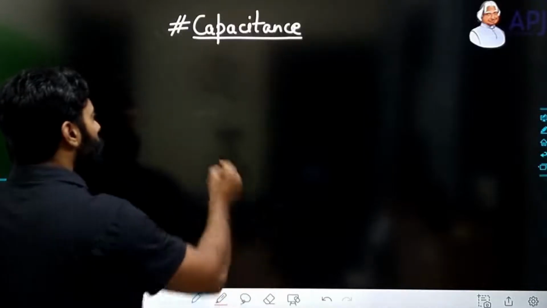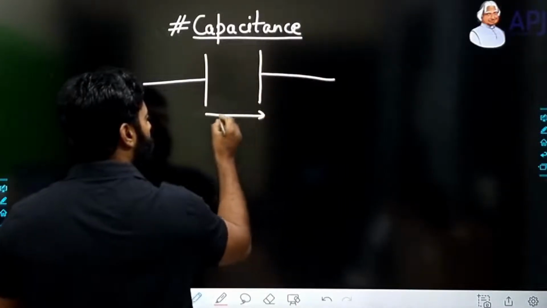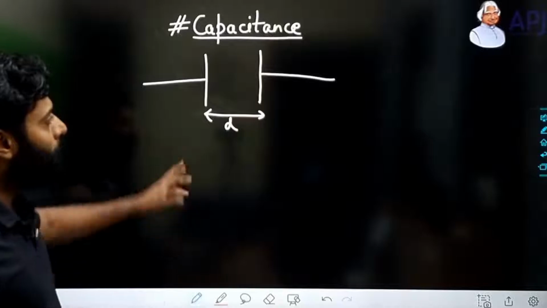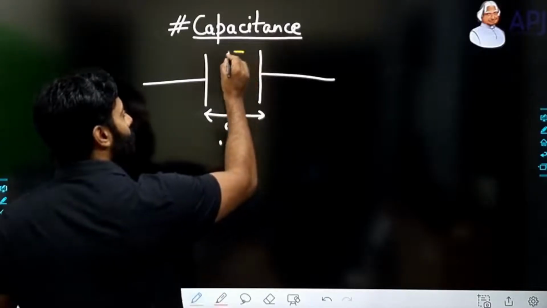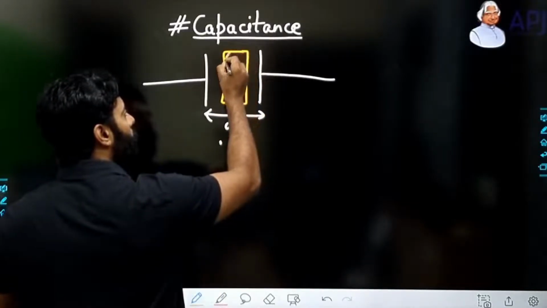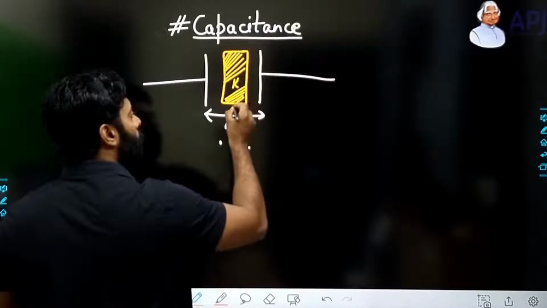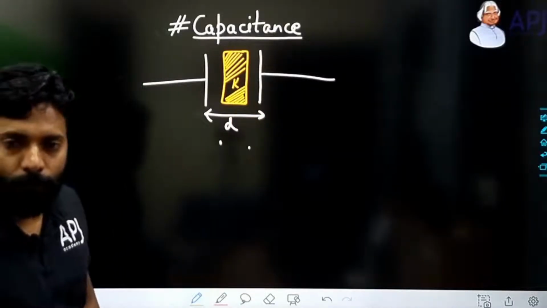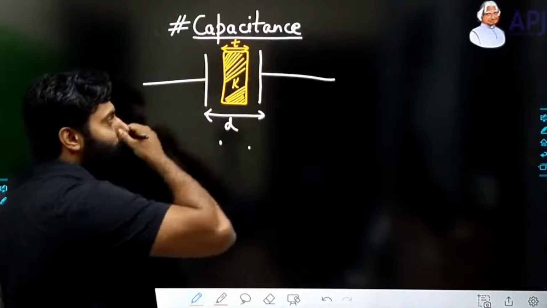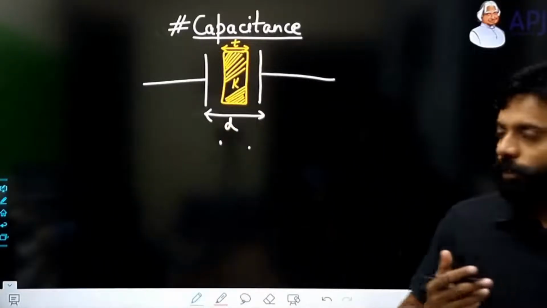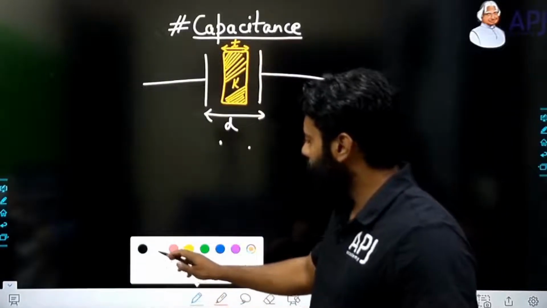Capacitance. Assume here we are having two plates of a capacitor, separated by a distance d, and now I am placing a dielectric slab of thickness t inside it. The thickness of the slab is t, and now you have to calculate the capacitance.